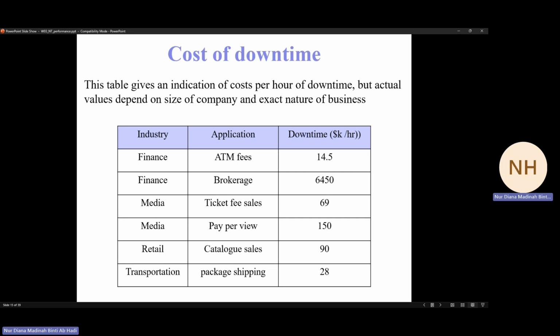Okay, good. Your answer is finance brokerage, right? So it requires around 6,450K per hour if it is down. Okay, the second one goes for your media, which is pay per review. Then it goes for the retail part, catalog sales, and then media for ticket fee sales. And then we go for transportation package shipping. Okay, and then the last one is the finance on the ATM fees.